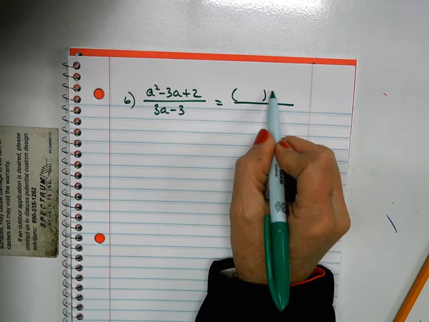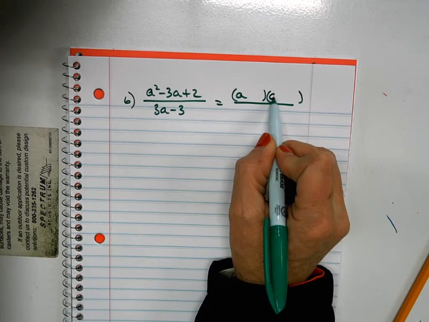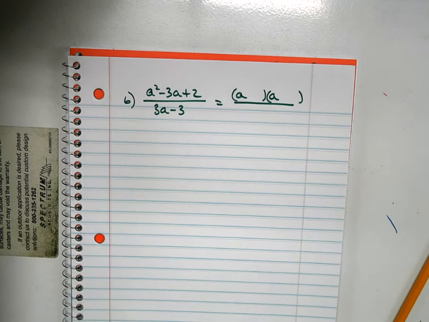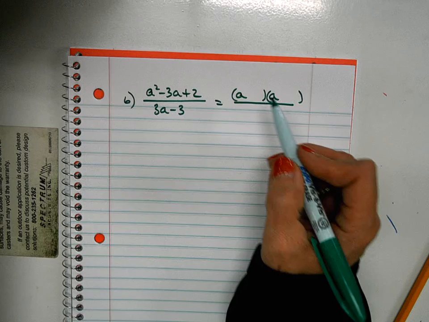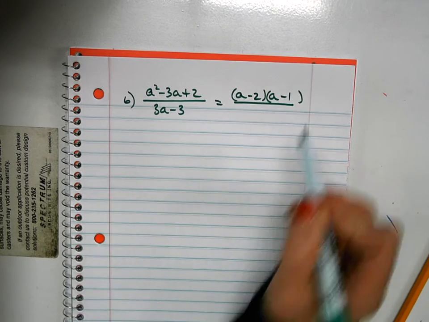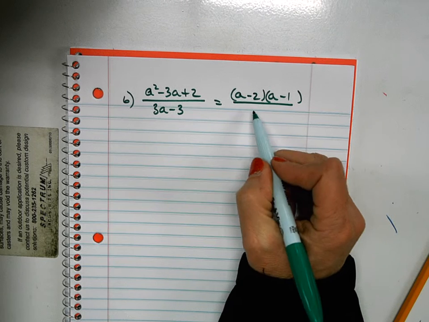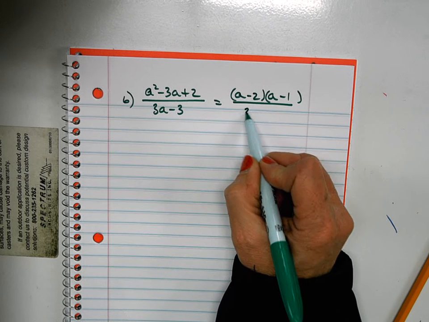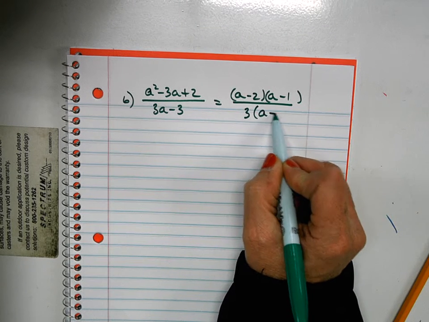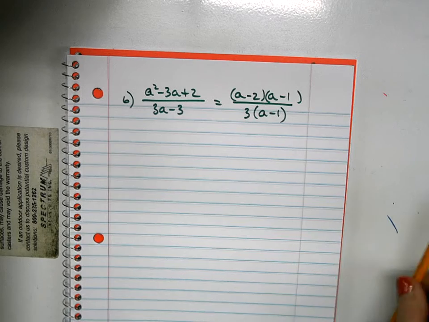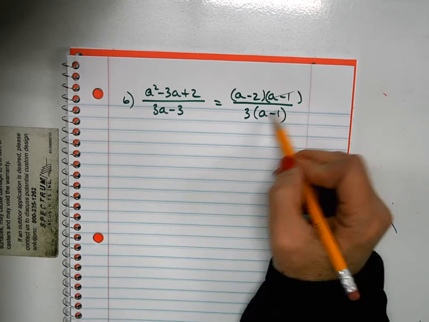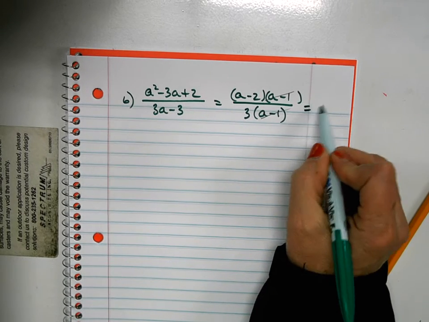I know my first term should be a. I need two factors of 2, a positive 2, that add to negative 3. What would that be? Minus 2, minus 1. Okay, so I'm hoping one of these is a factor in the bottom. How would I factor the bottom? Pull out a 3, and what's left? Okay, so can I reduce? Just the a minus 1's, right? Reduce those away, so we're left with a minus 2 over 3.